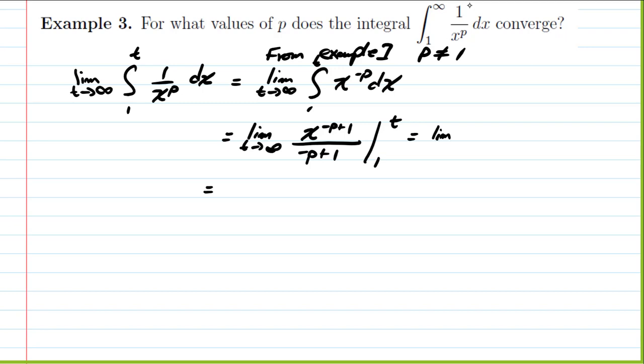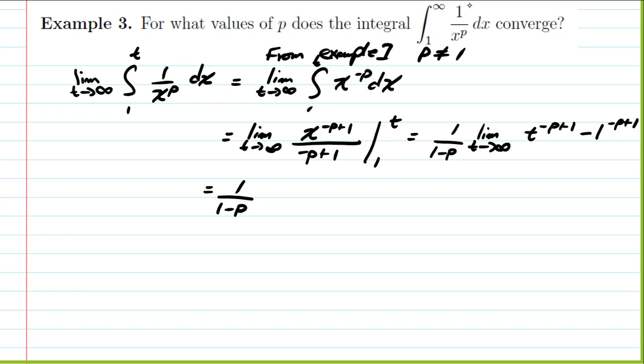So that's going to give us the limit as t goes to infinity. I'm going to factor out the 1 minus p, though. 1 over 1 minus p times the limit as t goes to infinity of t to the negative p plus 1 minus 1 to the negative p plus 1, right? We just plugged in our t and our 1, so f of b minus f of a, and I pulled the negative p plus 1 out in front as 1 over 1 minus p.